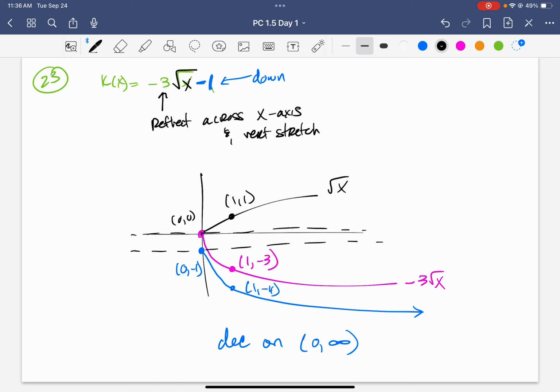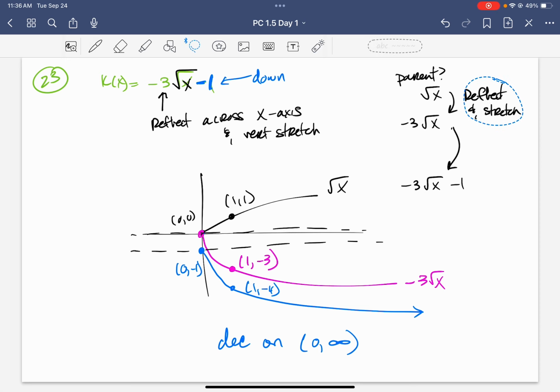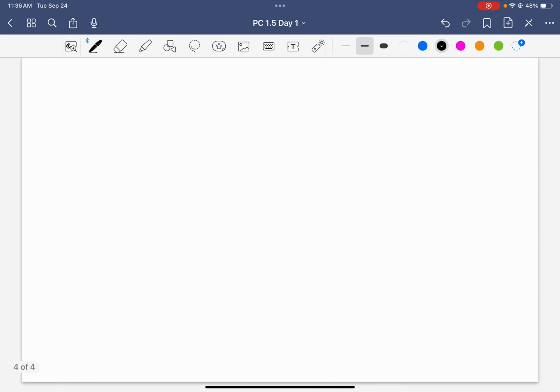Again, we got that from thinking about the parent function. What is the parent function? The parent function was square root of x. The first thing that was done was a reflect and stretch. And then the next thing that was done was we went down 1. So first we did a reflect and stretch, and then we went down 1. Okay, so that's 23.